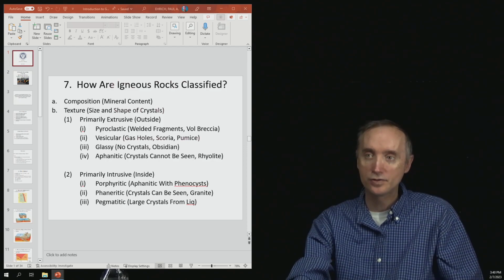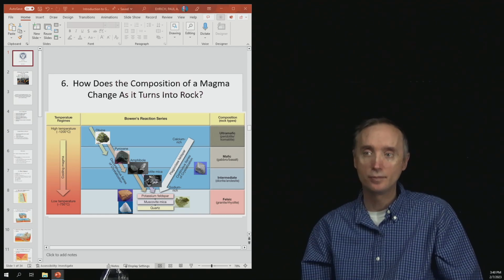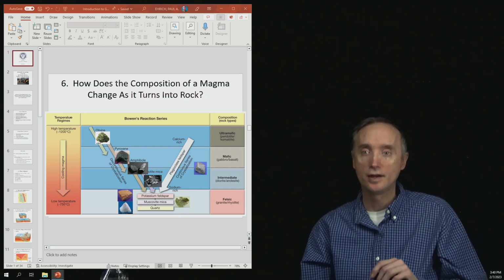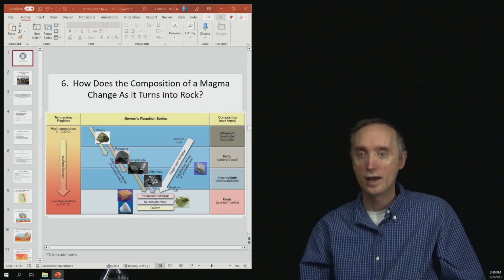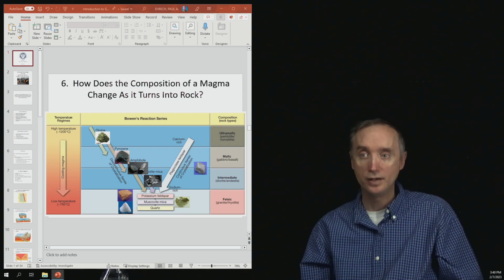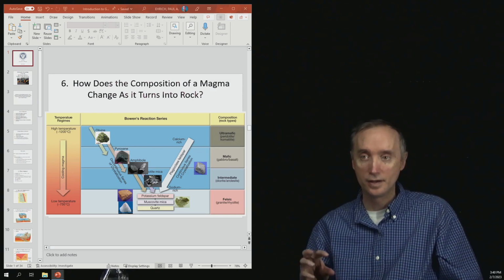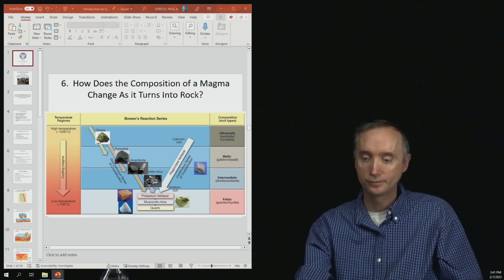So if you go back to Bowen's reaction series, you'll see that, for example, a mafic rock is going to have in it, an example of a mafic rock would be basalt and gabbro. Whereas if you have an intermediate type rock, meaning it's got different minerals in it, well, then that's going to be andesite and diorite. So the minerals that are inside the rock are going to partially determine what type of rock it's going to be.